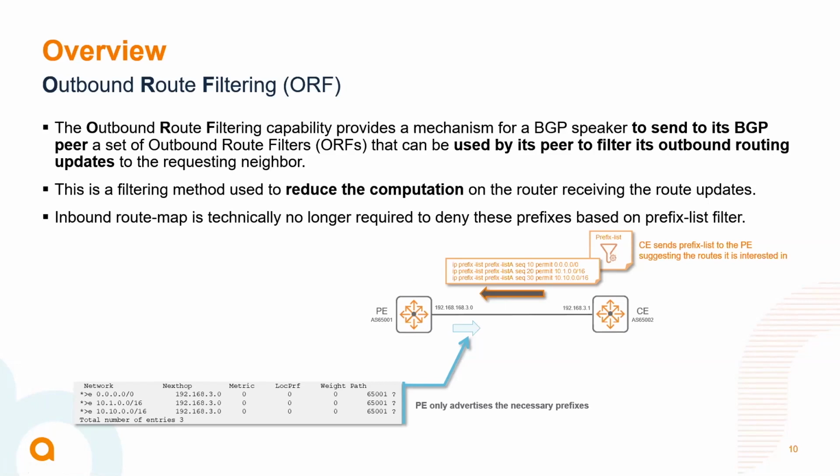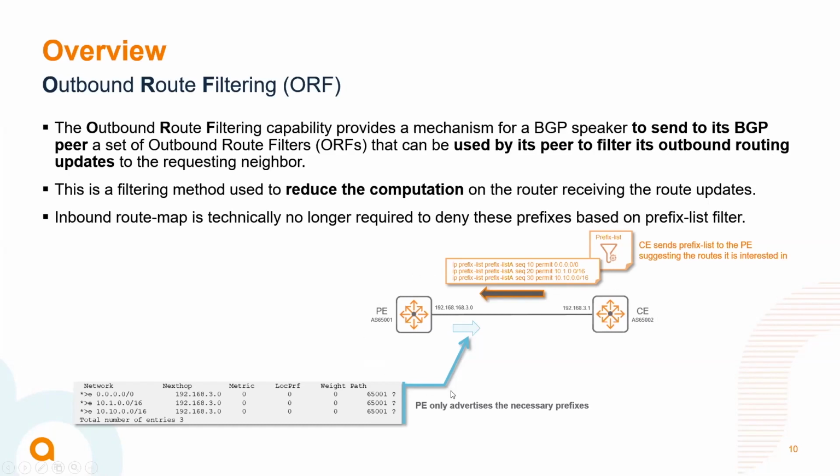So now you could eventually say that the inbound route map is technically no longer required to deny those prefix lists based on the filter list sent by the CE to the PE, because the PE will simply not advertise back to the CE the routes that are unnecessary. So this is a very smart way of filtering.